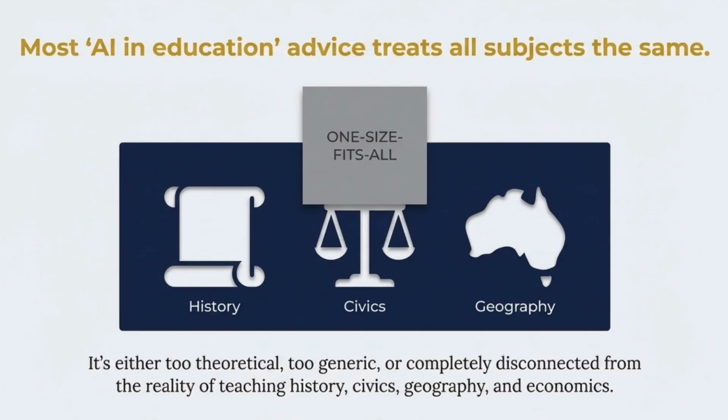And here's what I noticed: everyone's talking about AI in education, but most of it falls into one of three categories. It's either way too theoretical, lots of talk about the future of learning with zero actionable strategies, or it's way too generic, advice that treats math, English, and social studies like they're all the same. Or it's just hype, people selling you on the magic of ChatGPT without addressing the very real problems of bias, misinformation, and students outsourcing their thinking.